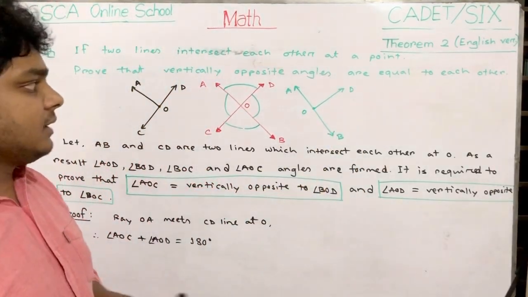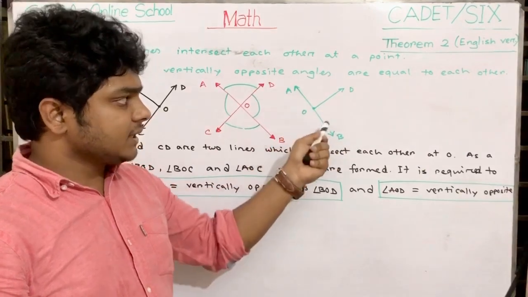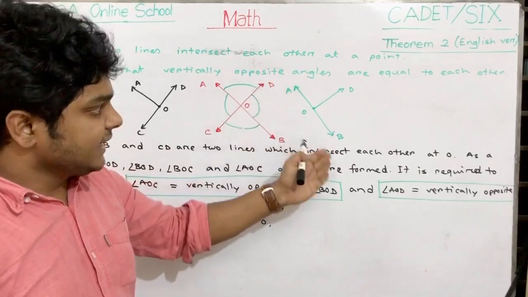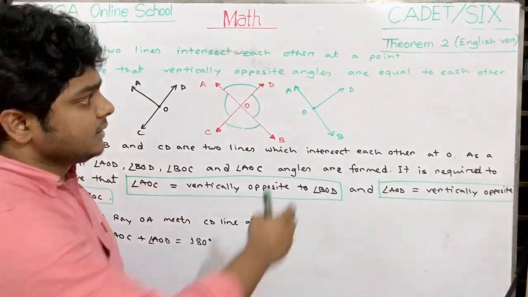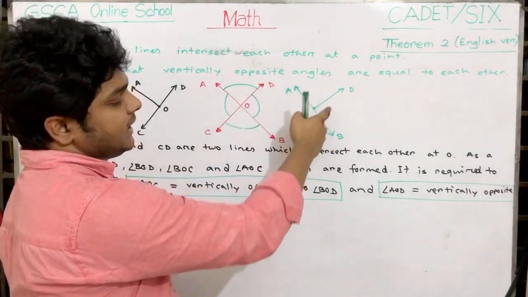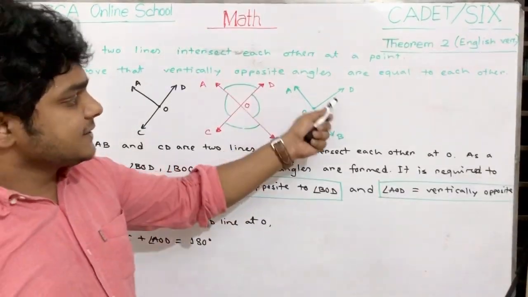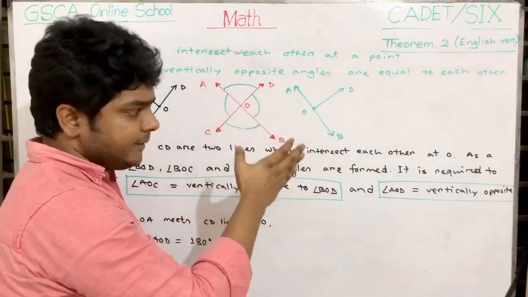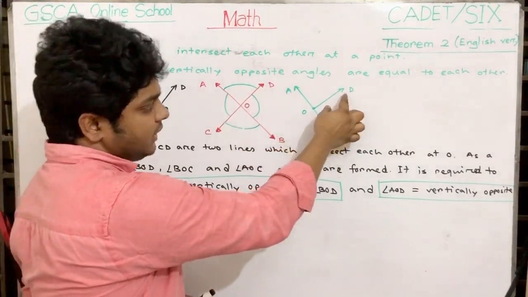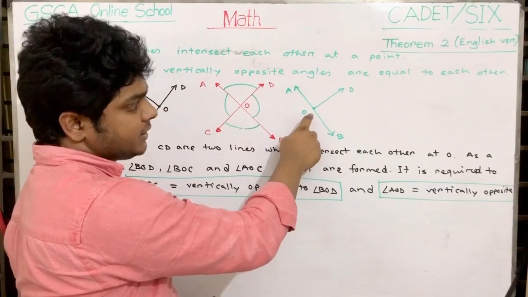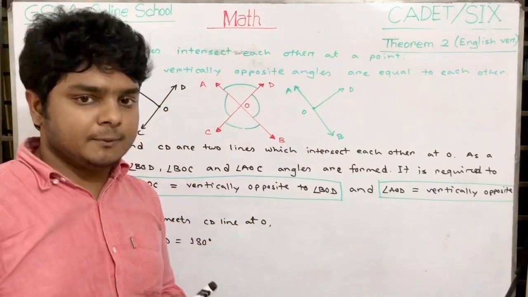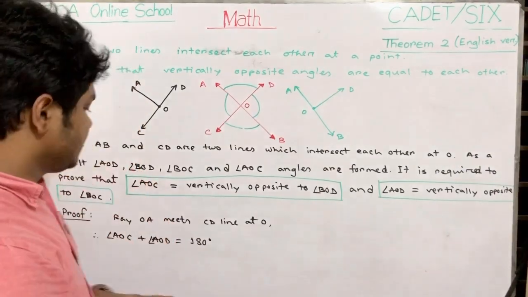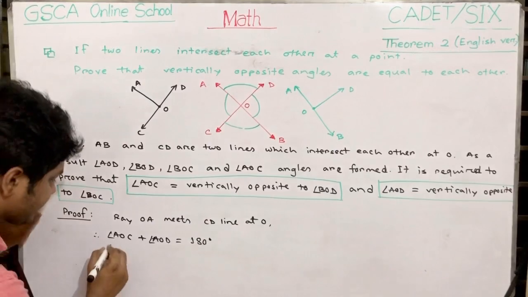So this is also like theorem 1. The OD ray meets line AB at O, so that two adjacent angles are formed, and the sum of these two adjacent angles will be 180 degrees. So OD here is a ray, AB is a line. When a ray meets a line at a point, the sum of the two adjacent angles is equal to 180 degrees. From theorem 1 we have learned that. So we'll write the same thing here.